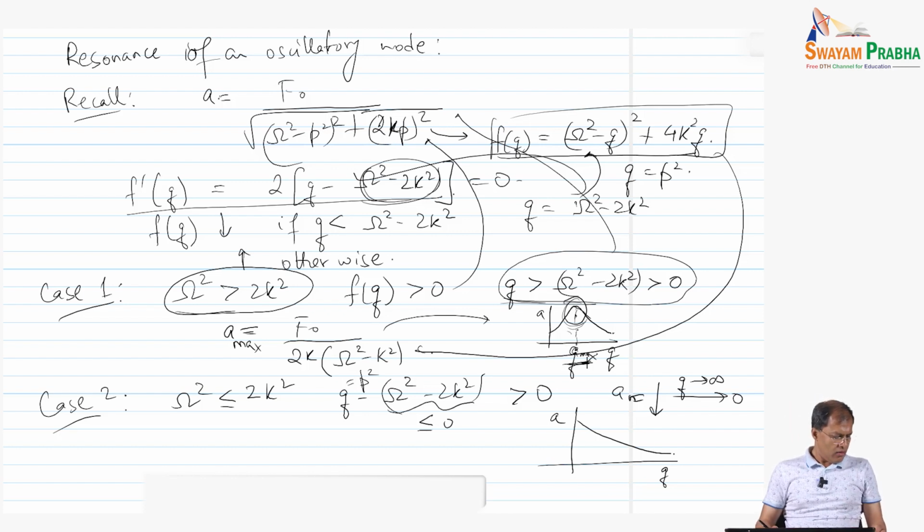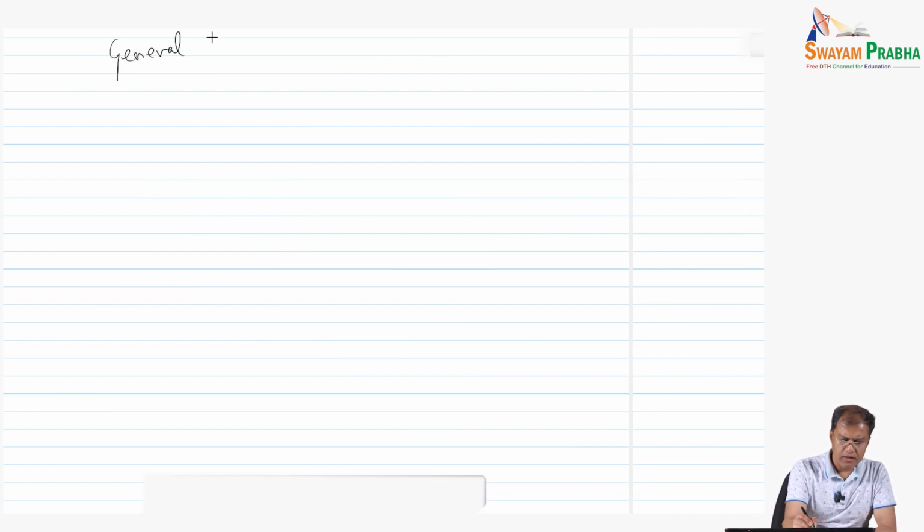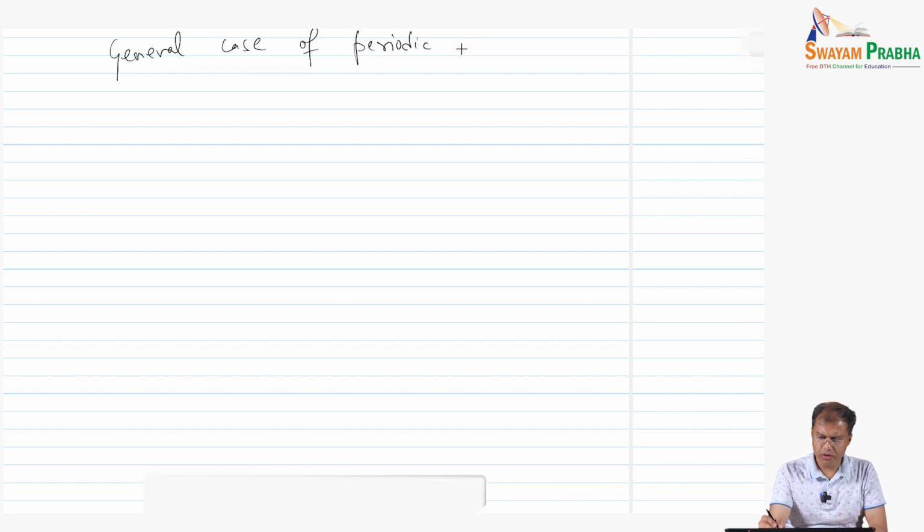Okay, so then let me now talk about general driving forces. It turns out even in the case of general driving forces, f of t, we can write those driving forces in terms of its Fourier modes. So what I am saying is the following. The general case of periodic driving.